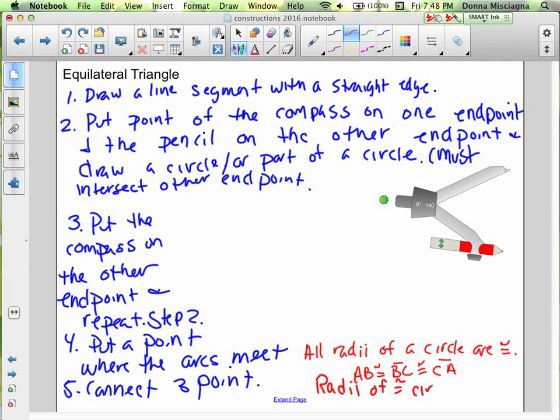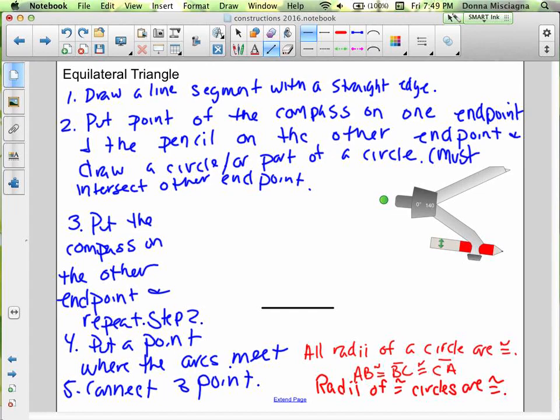So I already have this page in your notes. I did it once, let's do it one more time. All right, so you're going to draw a line segment with a straight edge. Here at least you have all the steps written out. I won't make it too big because I don't want to go through my words.